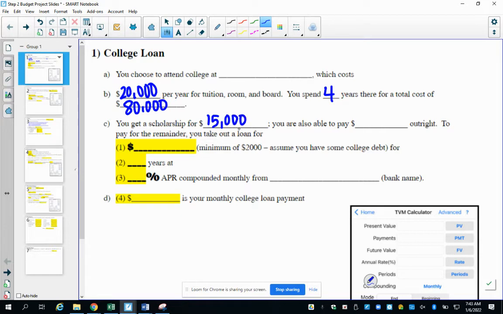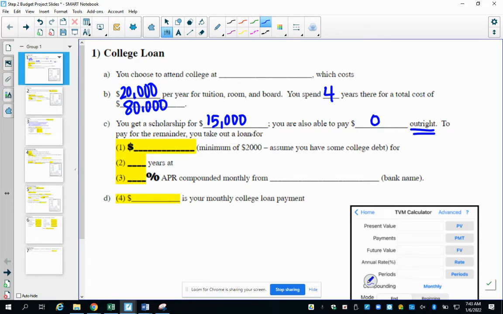Okay, so if you already know that you have scholarships, you could put that in here. If you don't have any, you could leave that as a 0. And then you're able to pay this much outright. That means that you have this amount of money saved for college. Okay, so I'm just going to put 0 here. So if you have any money saved, your parents have any money saved, that would go there. To pay, so then you have that much outright.